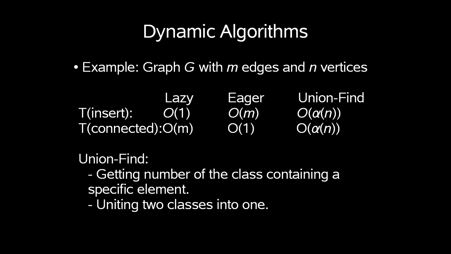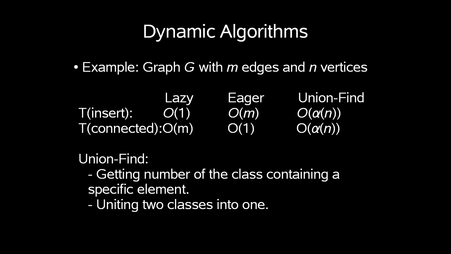Another trivial solution is recomputing the connected components for each call of insert. That is called an eager approach because we do everything as soon as we have the information. A better solution is provided by the union find data structure, maintaining a partition of a set into classes while supporting two operations: getting the class containing a specific element and uniting two classes into one. The classes correspond to connected components in our graph.